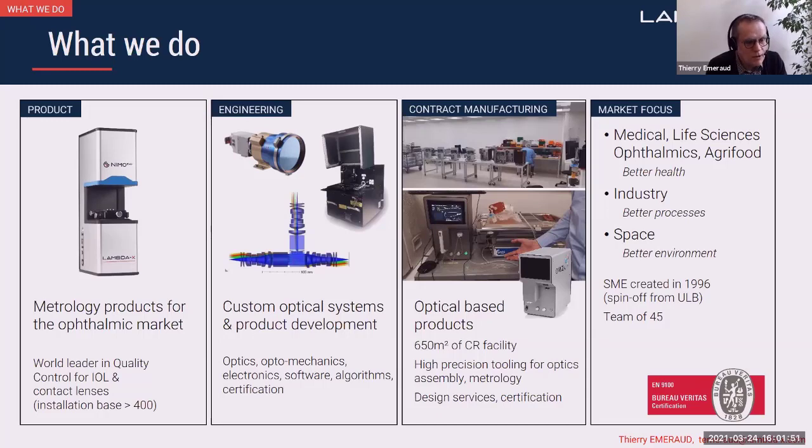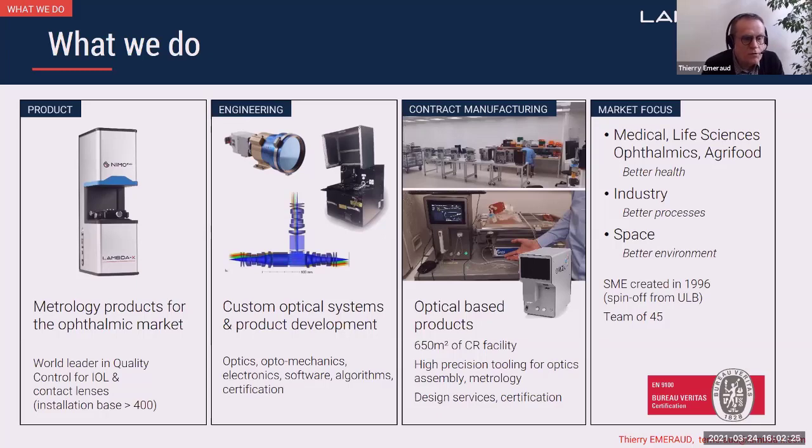Next to that, we have an engineering services activity. What we do here, we make custom optical systems that are instrumental for our customers for their product development. Either we develop their own product, or we contribute with an optical subsystem which is a part of their product. And in this engineering activity, we master the whole engineering chain from the optical concept or optical principle down to the certification of the product.